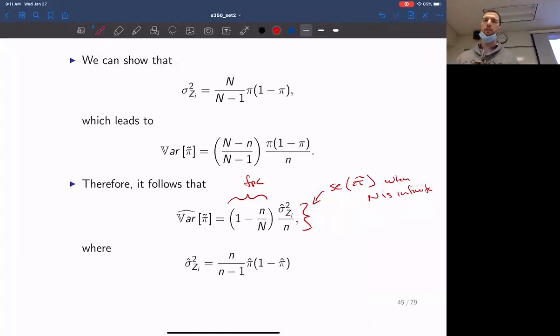Yeah, so the question was, are we typically going to be referring to SRS without replacement? These formulas are for SRS without replacement. We could derive the same estimators in the SRS with replacement setting, but the examples that we'll show are without replacement.